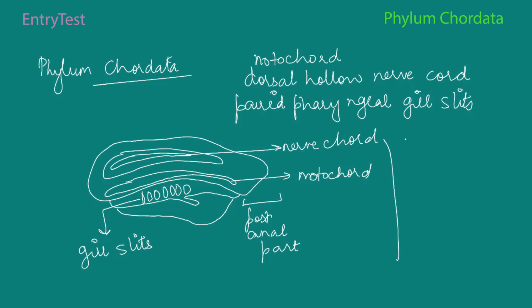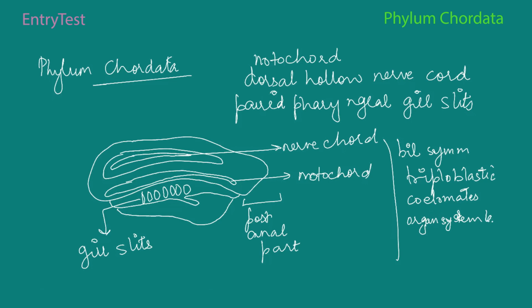Now all of these organisms have bilateral symmetry. They are triploblastic, and they are coelomates with a proper true body cavity. Additionally, they have an organ system level of organization, a post-anal tail, and a closed circulatory system. So these are the common features, and the next thing that we are about to do is a basic differentiation and comparison of chordates and non-chordates.